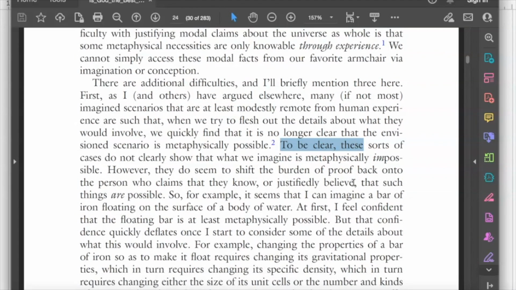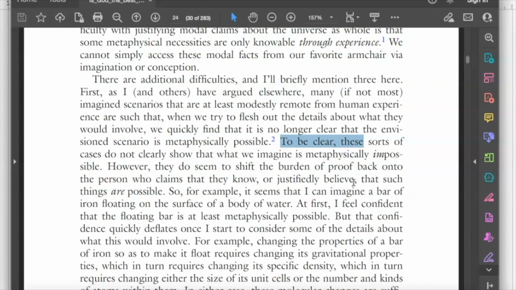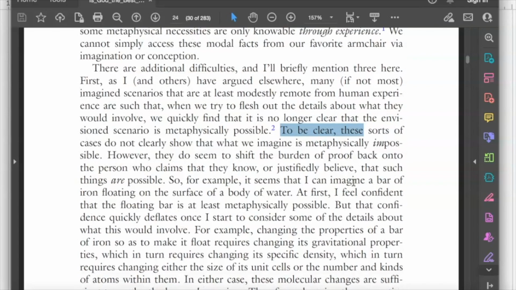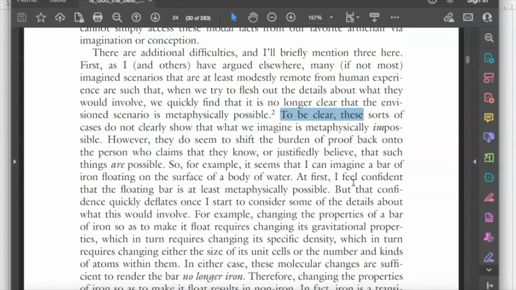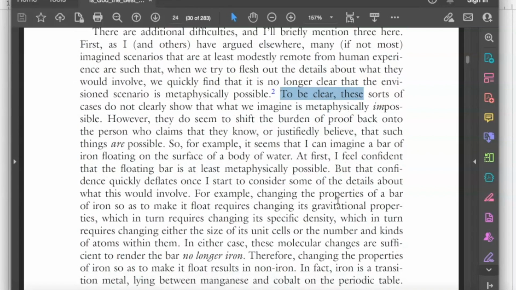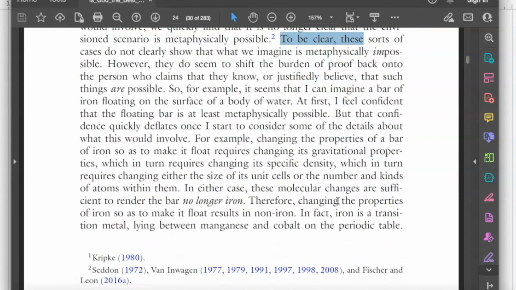So, for example, it seems that I can imagine a bar of iron floating on the surface of a body of water. At first, I feel confident that the floating bar is at least metaphysically possible. But that confidence quickly deflates once I start to consider some of the details about what this would involve. For example, changing the properties of a bar of iron so as to make it float requires changing its gravitational properties, which in turn requires changing its specific density, which in turn requires changing either the size of its unit cells or the number and kinds of atoms within them. In either case, these molecular changes are sufficient to render the bar no longer iron. Therefore, changing the properties of iron so as to make it float results in non-iron.